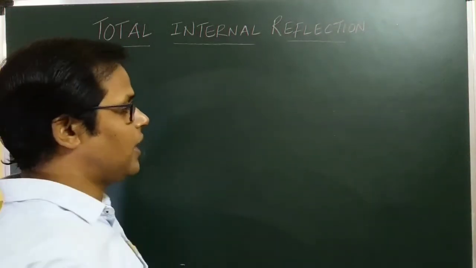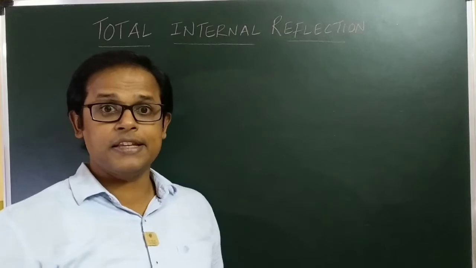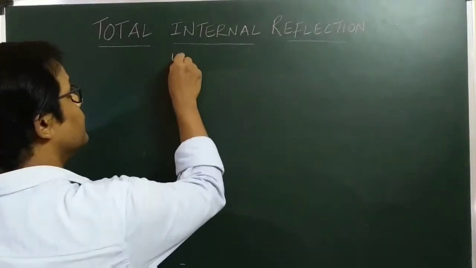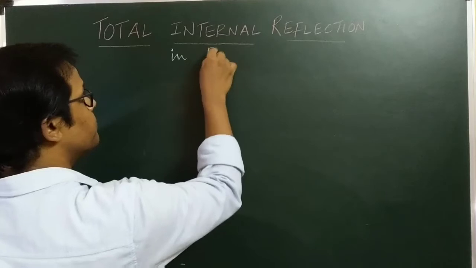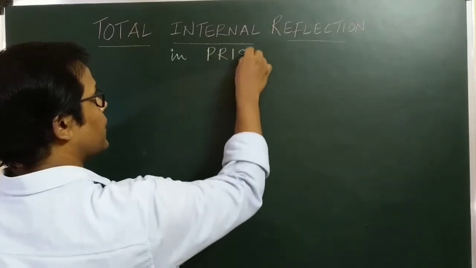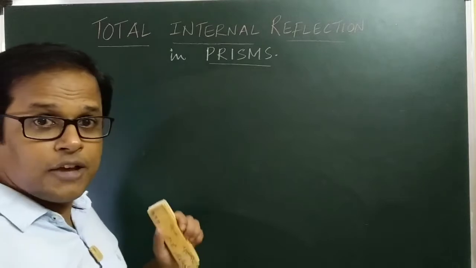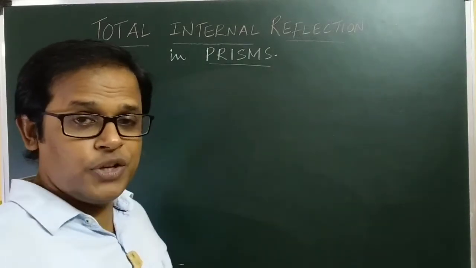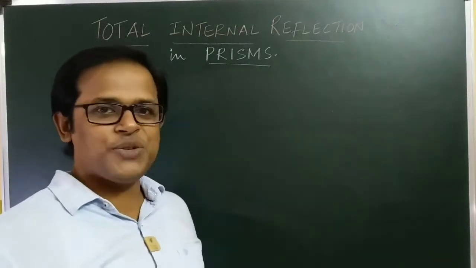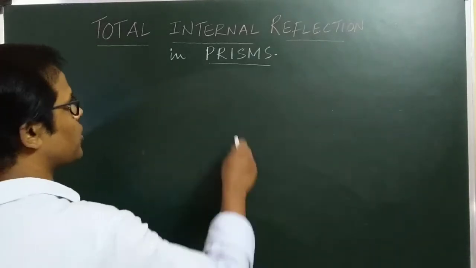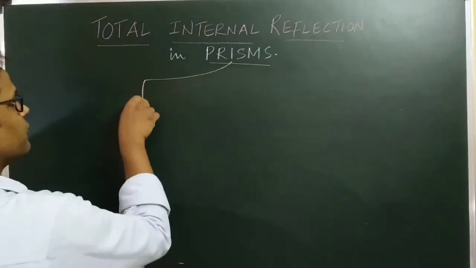So now I'd like to discuss in detail the phenomenon of total internal reflection in various shaped prisms. Regarding the behavior of prisms with respect to light, I have already discussed in my previous video. If you haven't watched it, please watch it and then definitely attend this video. So in prisms, we'll talk about three varieties of prisms.